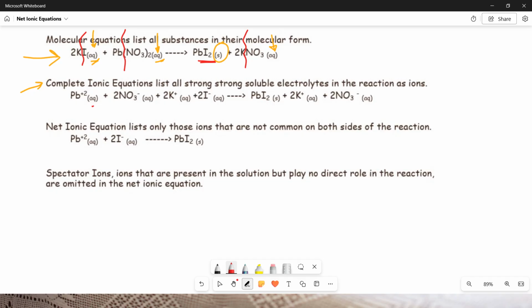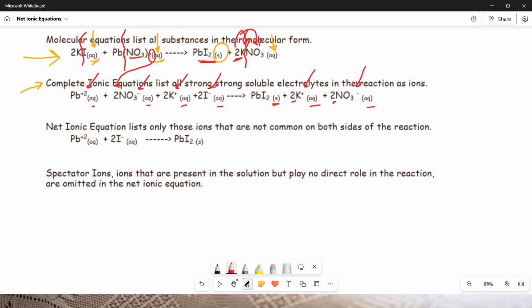So in the next line, you will see that everything that is an ion is aqueous. I have broken it apart, and I have shown the charges of all of the ions that are now floating around in solution. Notice that the solid is still intact. It has not broken apart. Also notice that I have taken the 2 that was on the nitrate and placed it in front. And for the 2 that's a coefficient, I've applied it to both the cation and anion. So I have 2 cations of potassium and 2 nitrate polyatomic ions.